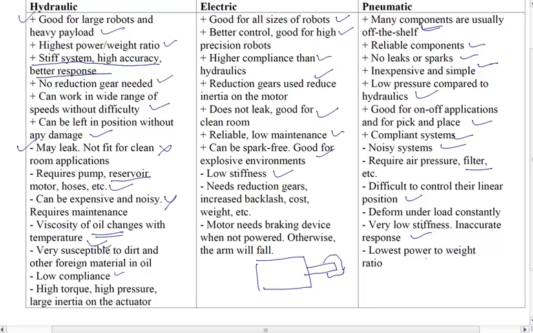Then, whatever reduction gear we had used, see here we had used the reduction gear to reduce the inertia on the motor, whereas here we are talking about the reduction gear being used for reducing the speed. But when you are using a gearbox, obviously the cost and the weight go high. Similarly, for the motor we need a kind of braking device which will stop the motor very fast. Okay, so these are the advantages and disadvantages of each of the actuators. Thank you.